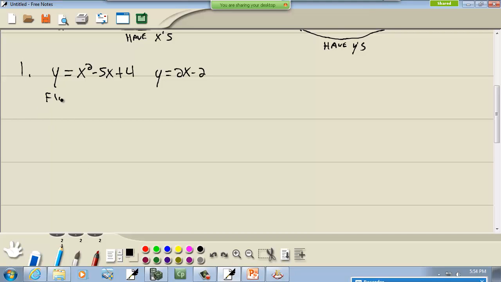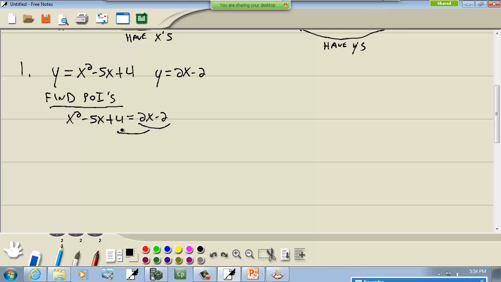And that's what a lot of these problems revolve around. If they don't directly give you the limits, you have to determine them yourself by the bounding area. So to find the points of intersection, we set these equal to each other. So we got x squared minus 5x plus 4 equals 2x minus 2.